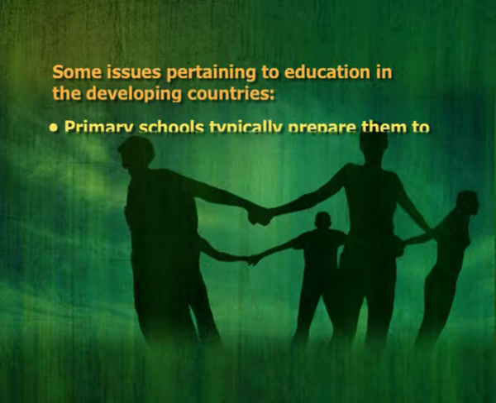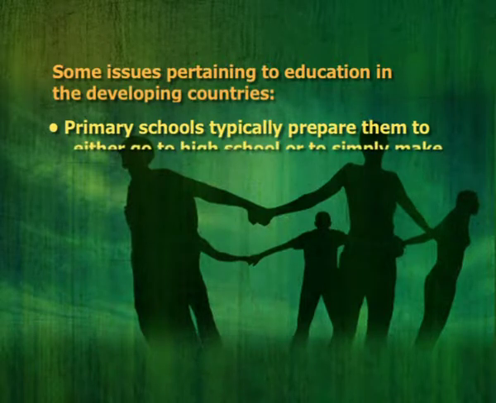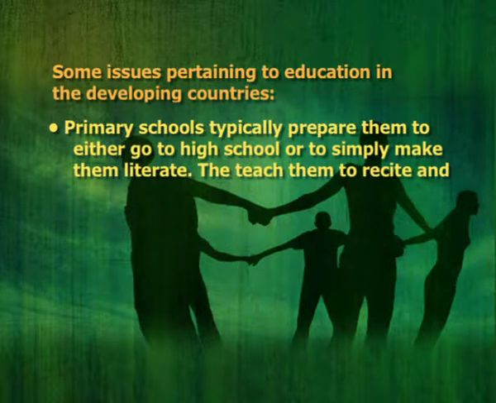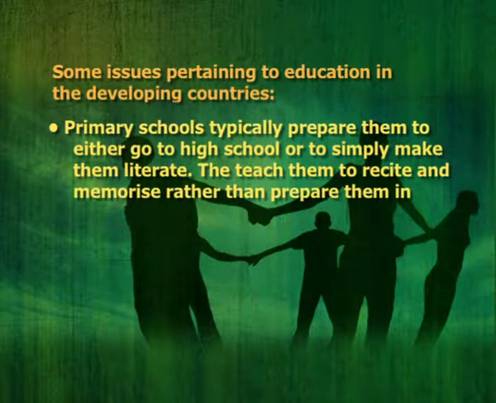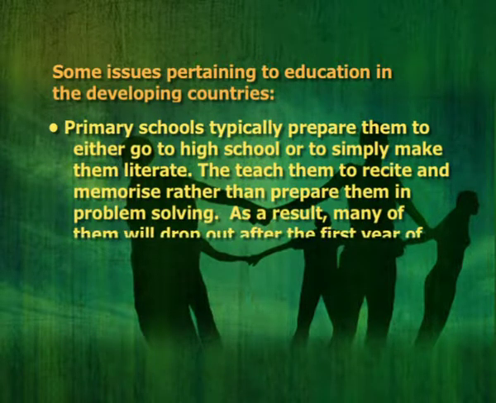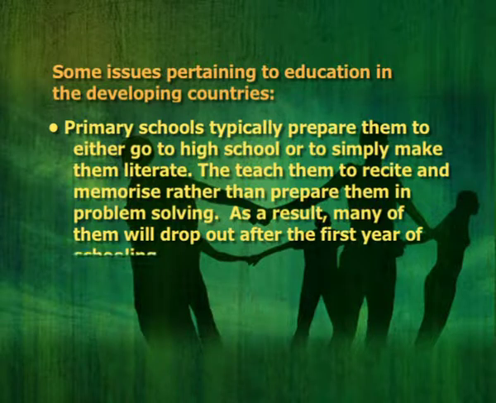Primary schools typically prepare them to either go to high school or to simply make them literate. They teach them to recite and memorize rather than prepare them in problem solving. As a result, many of them will drop out after the first year of schooling. Take a look at out of the school children of primary school age by region in the year 2010 in the given pie chart which is there on the screen.